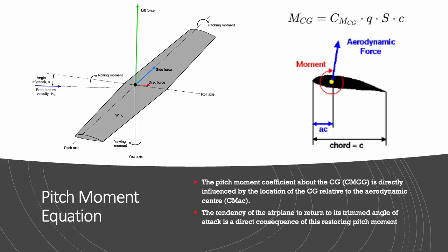The pitch moment coefficient about the CG is directly influenced by the location of the CG relative to the aerodynamic center. A more forward CG increases the static margin, which results in a stronger restoring moment and thus greater static stability. Conversely, an aft CG reduces the static margin, weakening the restoring moment and potentially leading to neutral or negative static stability. Thus, the tendency of the airplane to return to its trimmed angle of attack is a direct consequence of this restoring pitch moment generated by the aerodynamic forces acting on the aircraft due to its static longitudinal stability.